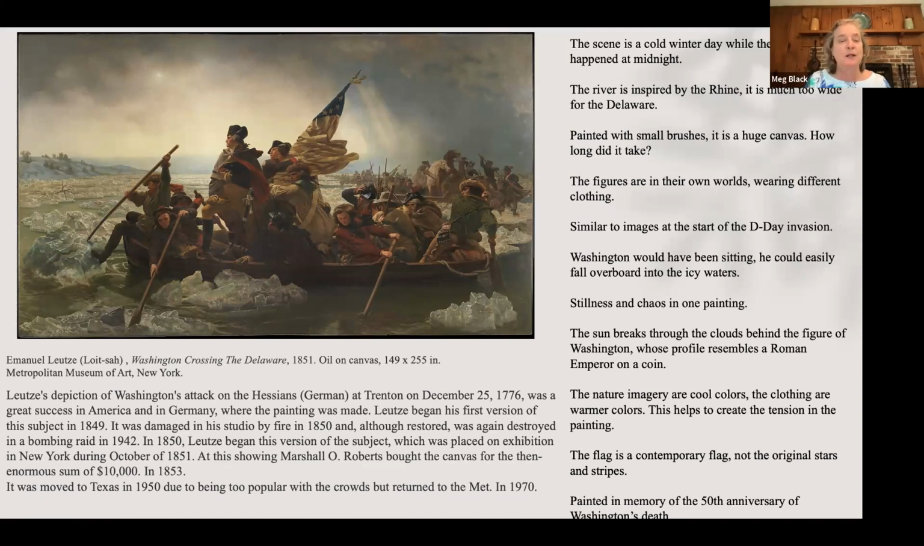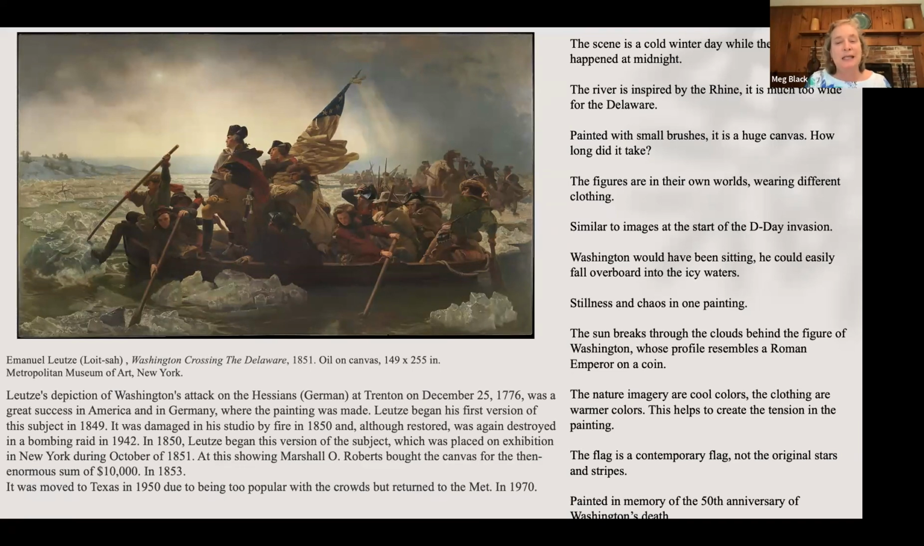They're wearing different clothing. There's no uniform. We see Washington with his general there, but that's the only uniform. His army doesn't have a uniform. In fact, no one even looks the same. So it's very similar to images on D-Day when we see the D-Day invasion. I'll show you that in a second.